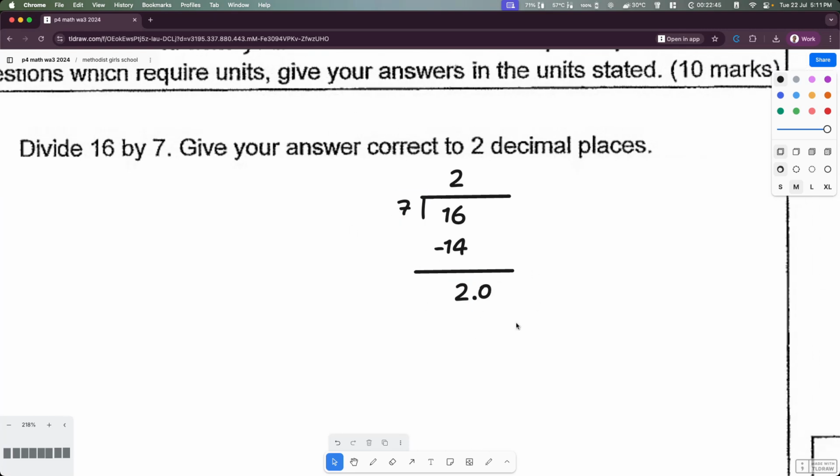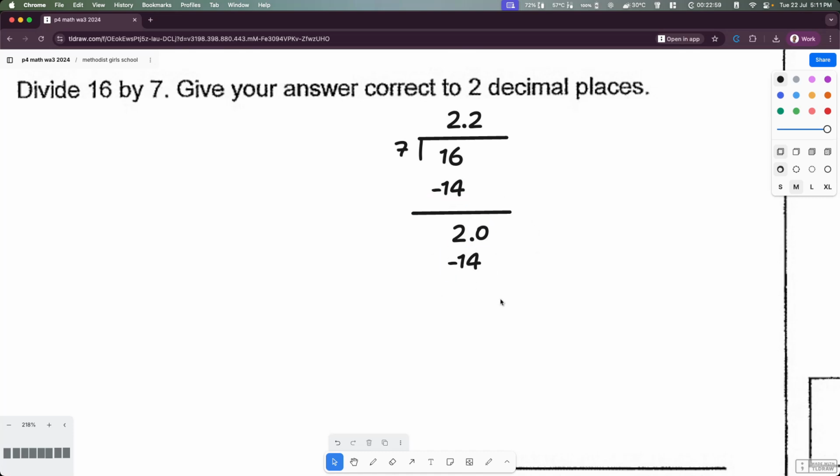So in this case, what can we minus 20? That's a multiple of 7. It's very close to 14 as well. So that means what we can do is we have 2.2. Then we minus 20 minus 14, and this will give us 6. So we have 6 over here, 0.06, just to have a good sense of where our decimal place is.